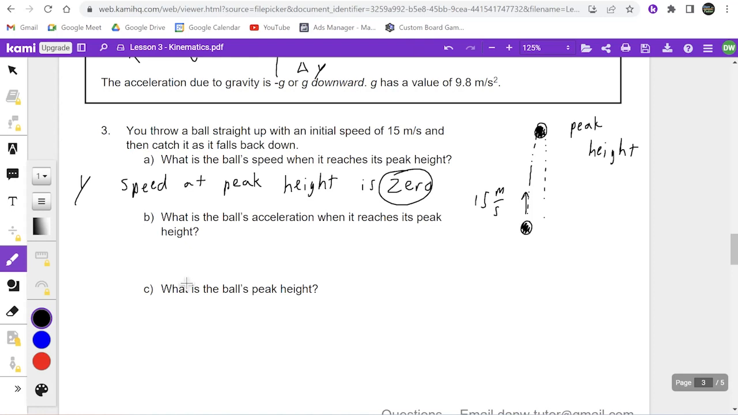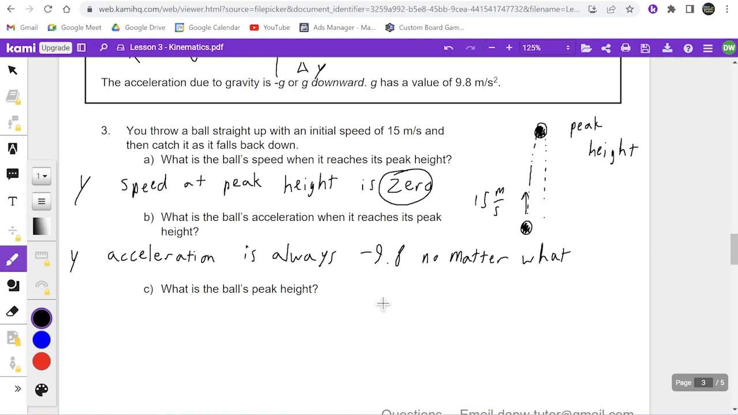Okay. Part B, what is the ball's acceleration when it reaches its peak height? Here's another answer for us. The acceleration, and again, you can say the y acceleration, but yeah, I'll say the y acceleration. The y acceleration is always negative 9.8, no matter what. And again, that's technically not true in real life, but for this class it is. So, in other words, no matter where you are in the flight path, whether you're at the beginning, at the end, or at the middle, it's always going to be negative 9.8.